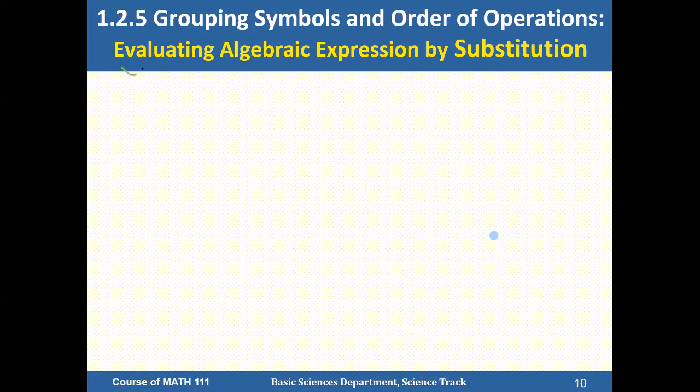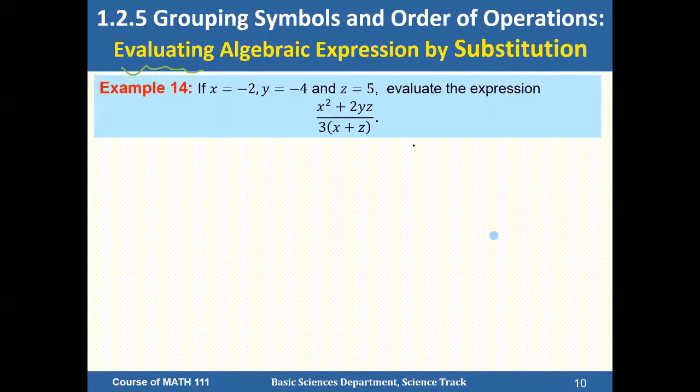Now, how to evaluate an algebraic expression by substitution. Here he gave us an algebraic expression with variables x, y, and z. Three variables. We said the variables can take several values. Here, he has chosen the values of x, y, and z: x equals minus 2, y equals minus 4, z equals 5. For these values of x, y, and z, what's the value of this expression?